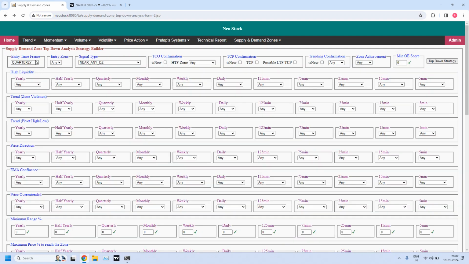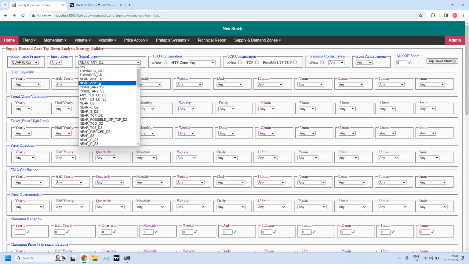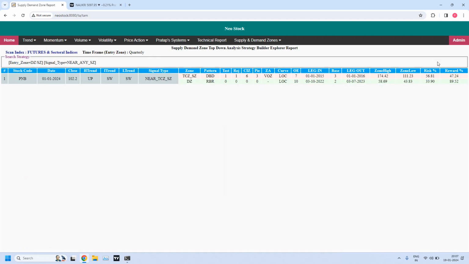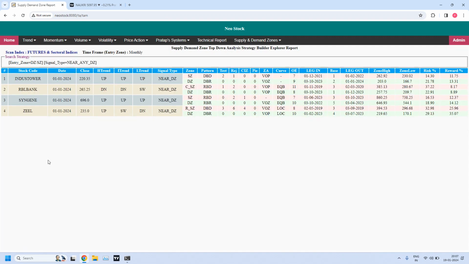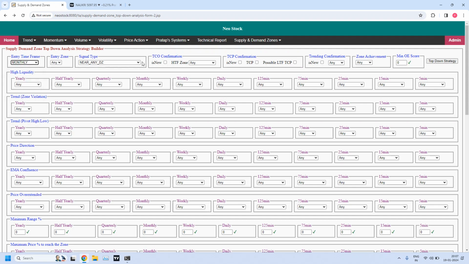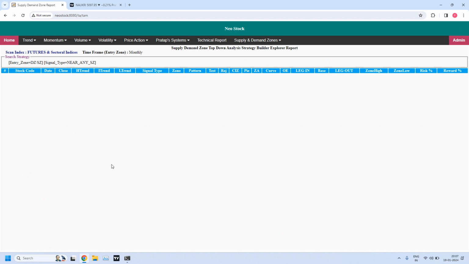Let's go back. For quarterly time frame, let us find the stocks near quarterly supply zone. So one stock is filtered. So let me go back. Monthly time frame, let us find the stocks near monthly demand zone. Four stocks are filtered. Let's go back. Monthly time frame, let us find the stocks near monthly supply zone. So no stocks are available near monthly supply zones.